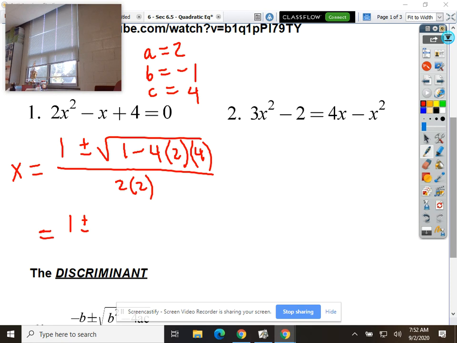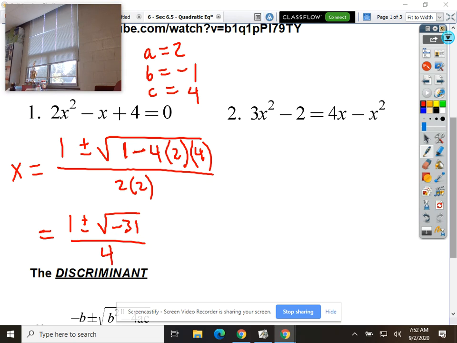Let's do some arithmetic under the root sign. I've got 1 minus that thing. So 1 minus looks like 32. 1 minus 32, did I do that right? Is -31. And my denominator here looks like it's a 4. So there's what we've got.